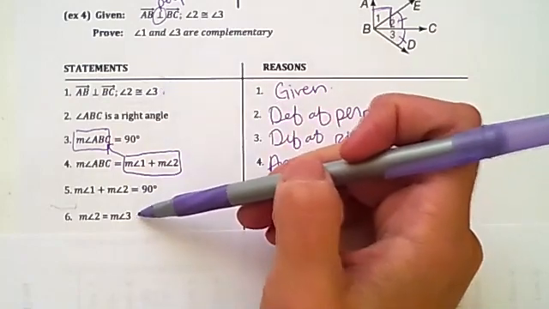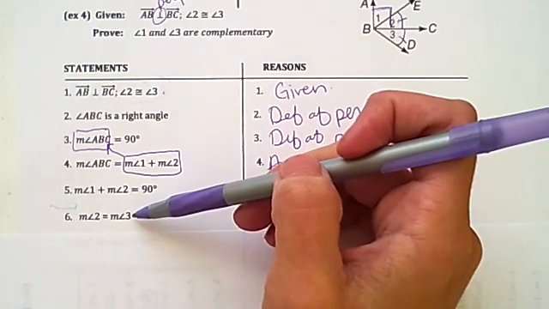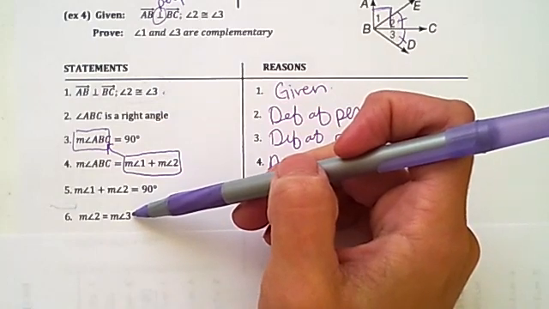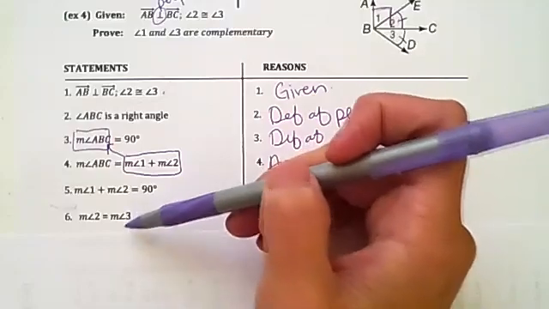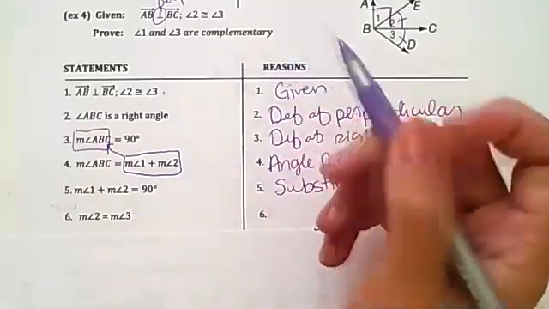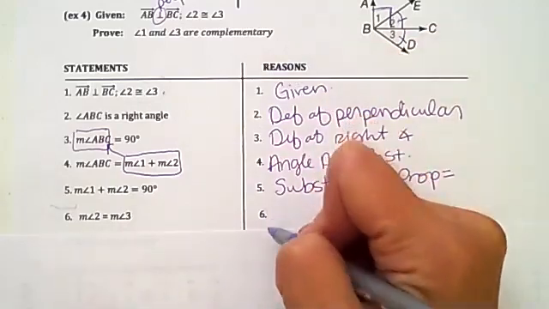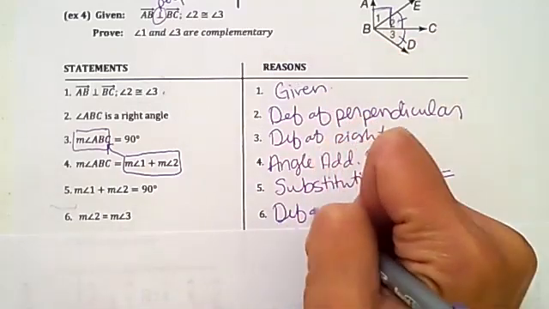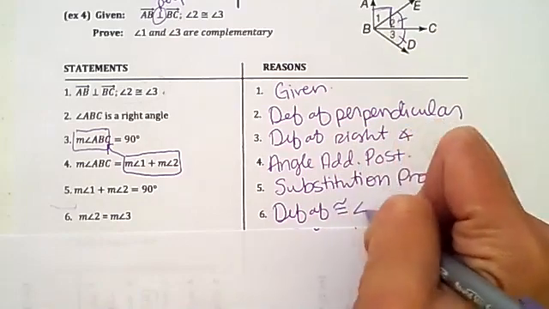And so the reason why we even have to do this, I think I said this last time, is if you're planning on substituting anything ever, it has to be in the measure form. So that's why we're switching it to this, because we're going to substitute it next. So this is definition of congruent angles.